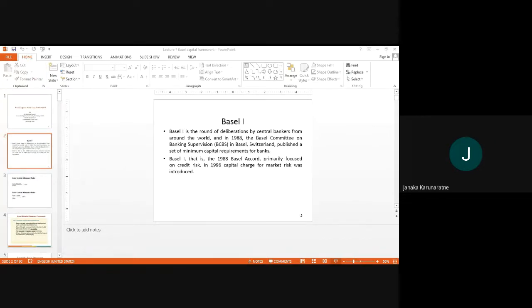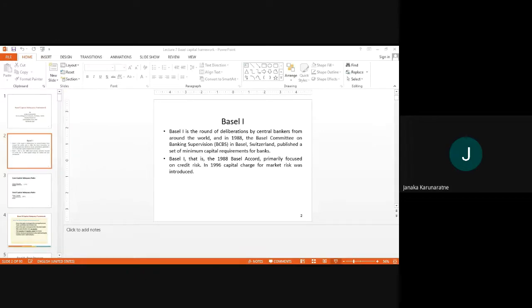So there were two approaches, the broad two approaches, but in fact three approaches. For credit risk measurement, standardized approach, internal rating-based approach. For the operational risk, also three approaches: basic indicator approach, standardized approach, advanced measurement approach. And for the market risk, the same two approaches, the standardized approach and the model approach.